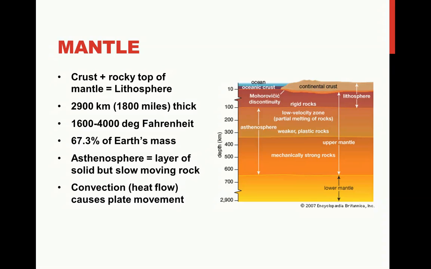Also in the mantle is a second sublayer. It's called the asthenosphere, which is a layer of solid but slow-moving rock. In the mantle, convection, which is heat flow, causes the movement of the tectonic plates.